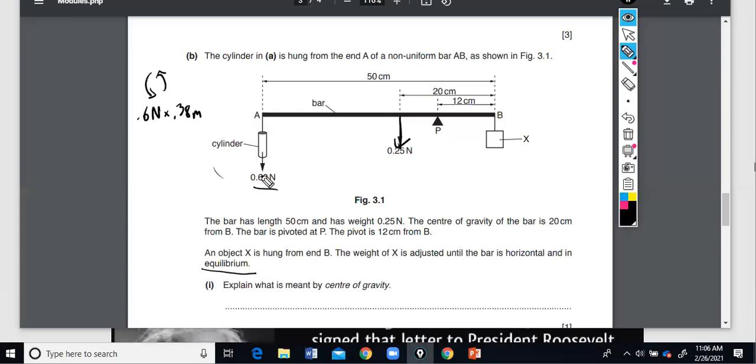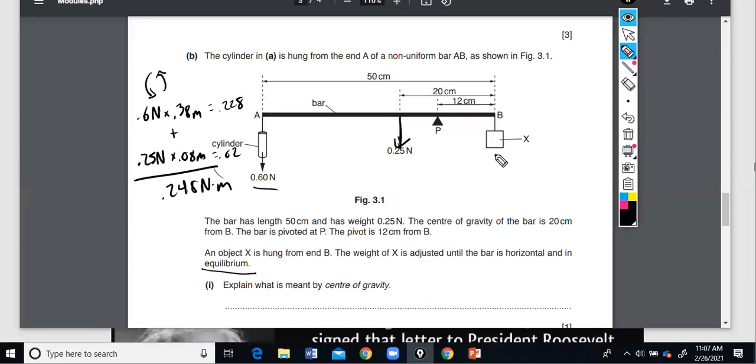So there's one anti-clockwise moment from the cylinder. The bar itself has an anti-clockwise moment, this much force acting, how far away is this from the pivot? If this is 12 centimeters, the whole thing is 20, it would be 8 centimeters, right? This distance here would be 8, so 0.08 meters. So the total anti-clockwise moment is 0.6 times 0.38, 0.228 from that. A quarter of 0.08 is 0.02 from that. 0.02 plus 0.228 equals 0.248 newton meters of anti-clockwise moment.